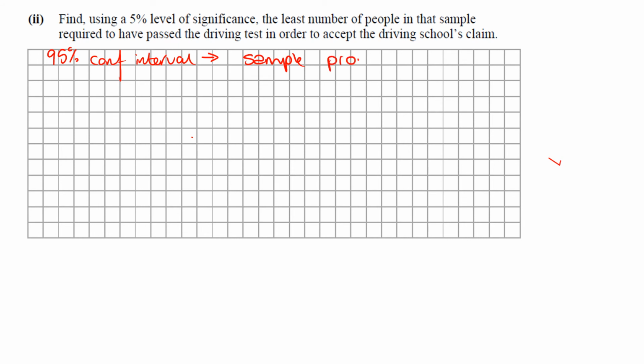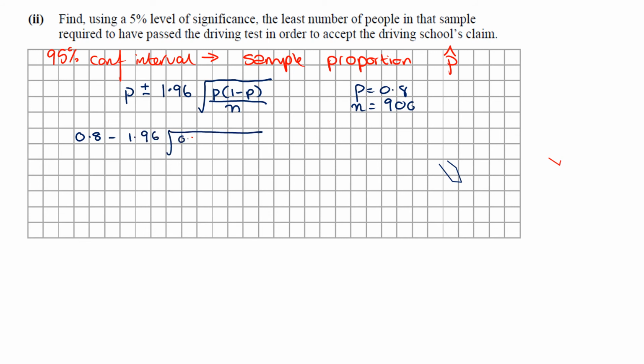So basically anything we did on the last slide, we're going to reverse it. So instead of p hat plus or minus, we're just going to have p plus or minus. Again, we're using 1.96 because it's 95%. Square root of p bracket 1 minus p all over n. So it looks just like our last formula, but all the p hats have been left as p. So when we work this out, our p is going to be 0.8 and our n is going to still be 900. So we end up with 0.8 minus 1.96 square root of 0.8 bracket 1 minus 0.8 all over 900 is less than or equal to p hat.